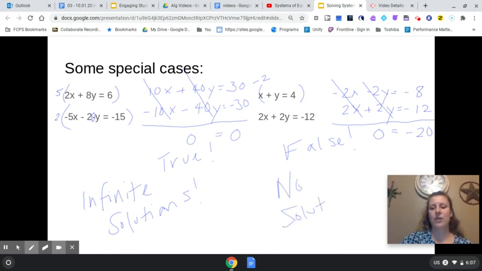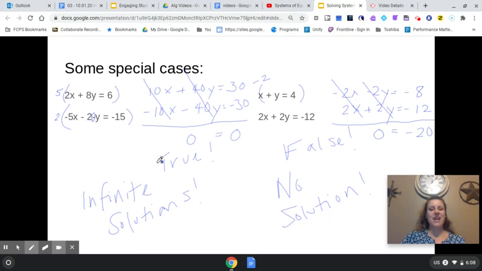So hopefully you guys remember from the first day of systems, we talked about the different types of graphs that you could get. Most of the time, you're going to get two lines that intersect, and that's where we get that point of intersection. So we get one solution, and it's located at that coordinate point. But remember, we could also get parallel lines that would have no solution. So that was the case over here. The second set of equations, they were actually parallel.